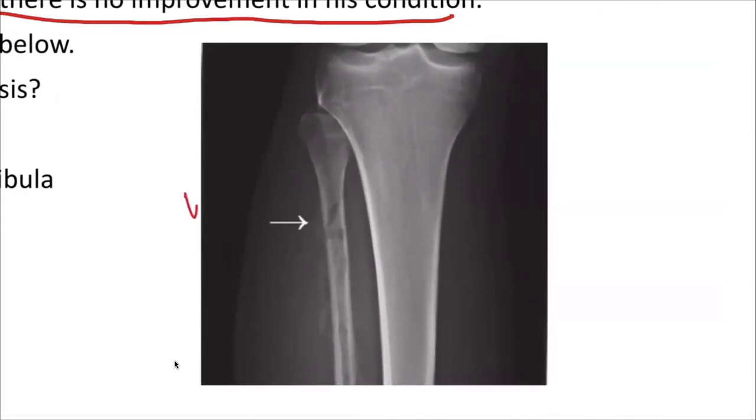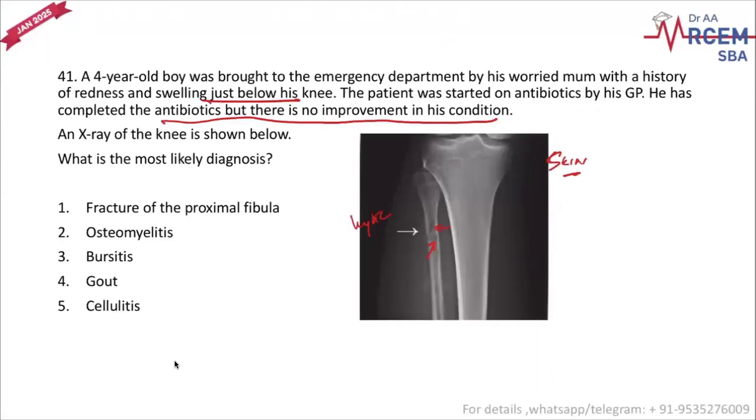In the X-ray, we can see lytic lesions. Dark color bone, what you're seeing. These are known as lytic lesions. So there was an overlying skin infection, cellulitis, that has spread inside. So contiguous spread has happened, resulting in osteomyelitis. So the right diagnosis here is osteomyelitis.